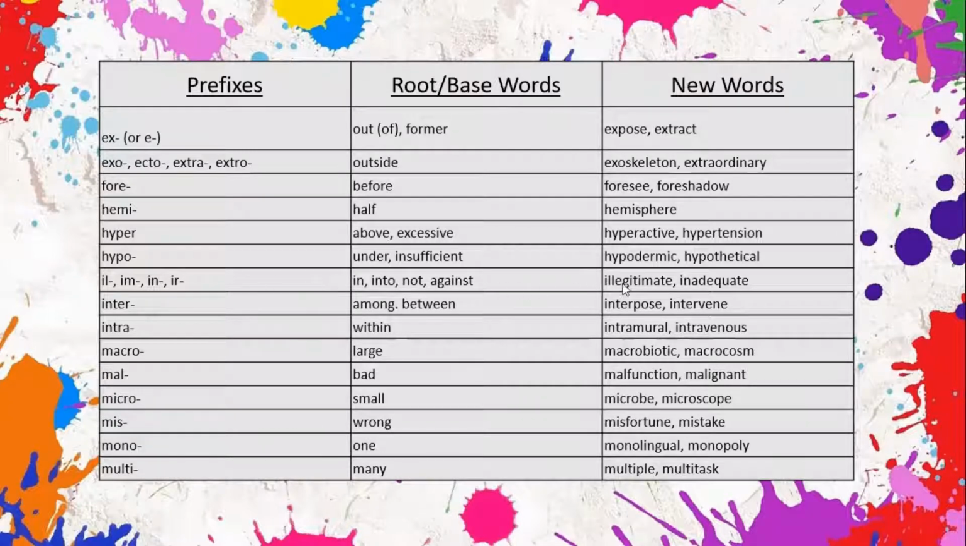So let's look at legitimate. When we add IL, the word becomes illegitimate. So the meaning of this word will change entirely. The same thing for adequate and inadequate. So these are just a few examples for you to have as a visual as we go throughout the lesson.